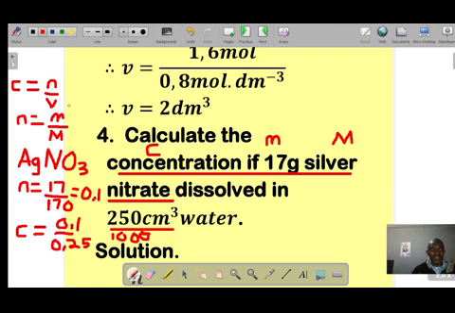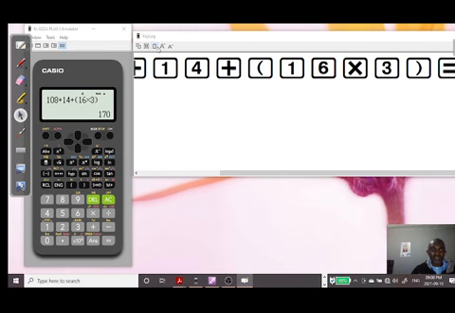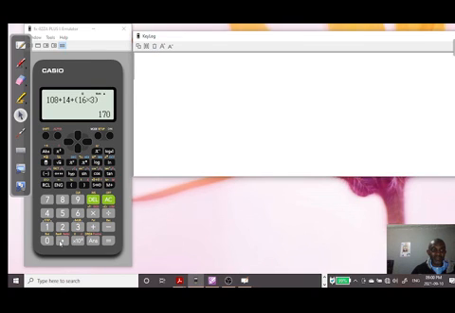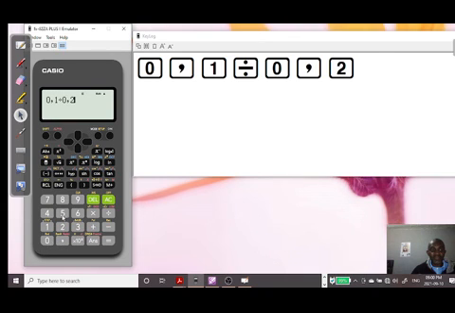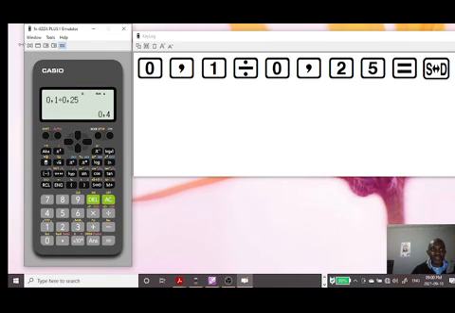0.1 divided by 0.25. What do we get? We have 2/5, which is the same. If I press SD, it gives me 0.4. Okay, so my answer is 0.4 moles per decimeter cubed.